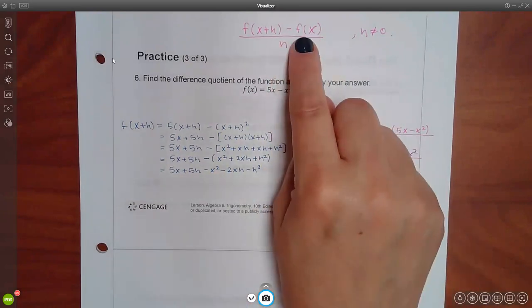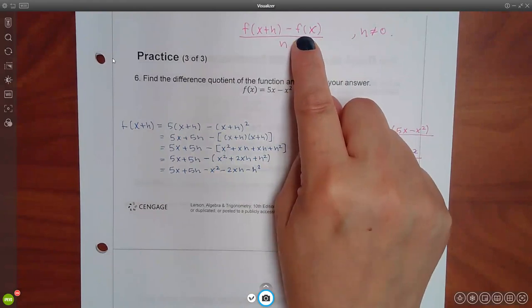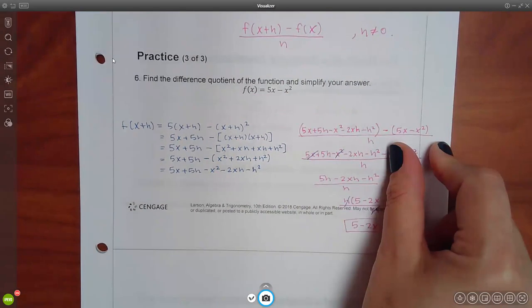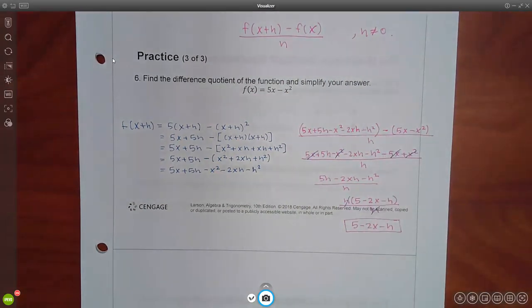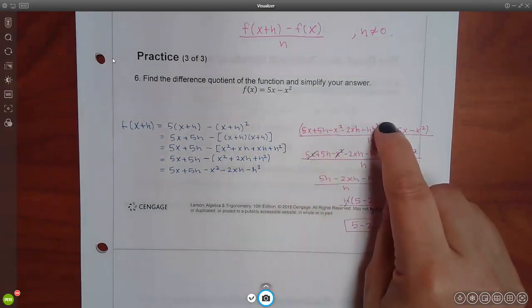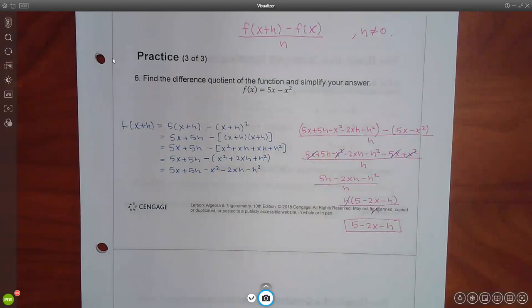And then now I'm going to plug in whatever they had for f of x. And they had 5x minus x squared. It's super important that when you plug in things that you put them in parentheses, right? So when I'm plugging it in, you see I have those parentheses around both of the expressions. Later I can decide whether or not they will be there. There's no number in front to distribute, there's no exponent to apply, so they don't need to be there.